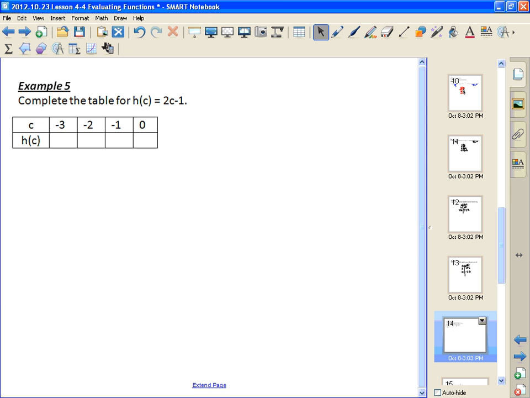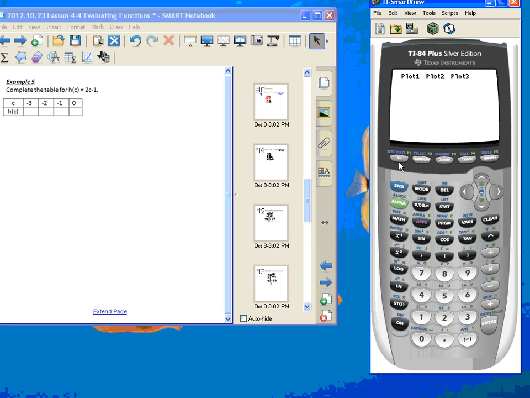Okay, now on example 5, we have a table, but it's sideways, right? So you're going to do the same thing, but you're going to put it in a sideways table for this one. So we have complete the table for h of c equals 2c minus 1. For this one, I'm going to go to my y equals. I'm going to clear out the old function, and I'm going to put in the new one. So what will I type in right there? 2, which you can just use x, right? So 2x minus 1. And then now what do I need to do?